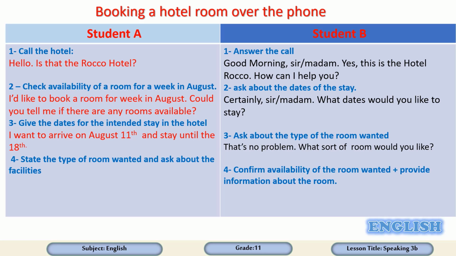Student A then will give the dates for the intended stay in the hotel. He or she will say, I want to arrive on August the 11th and stay until the 18th. Student B will ask about the type of the room wanted. He or she will say, that's no problem. What sort of room would you like?